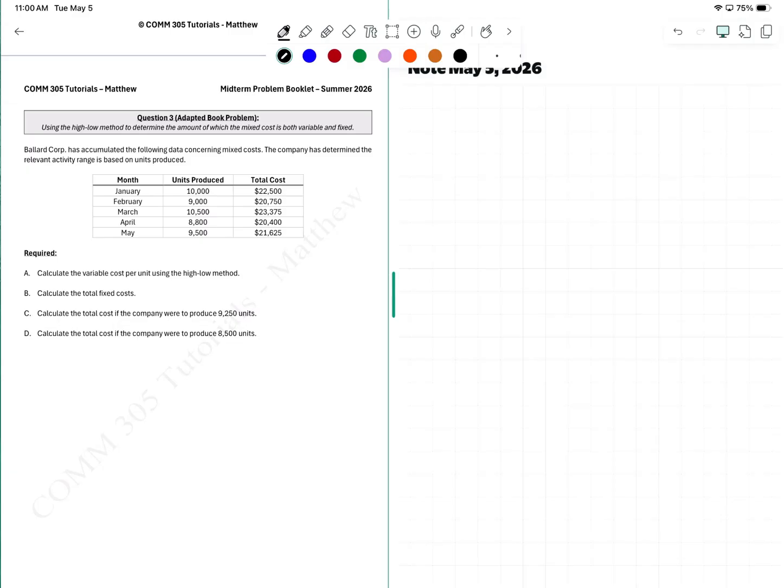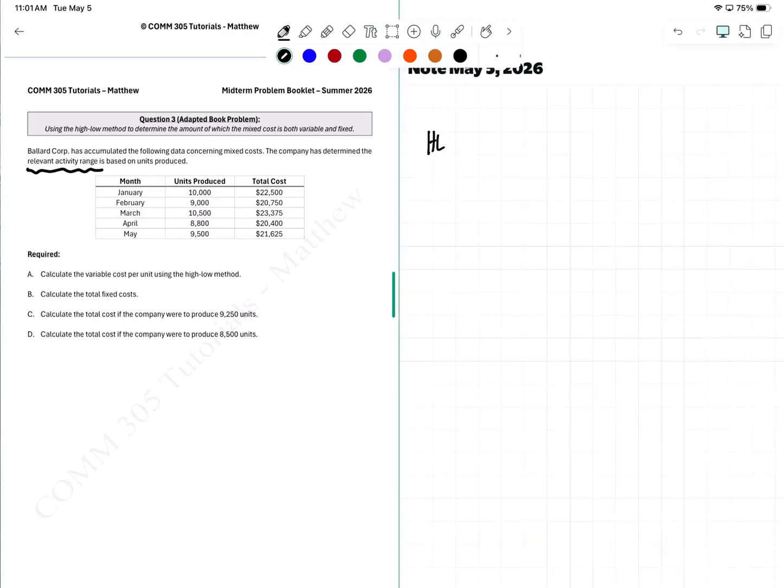So first off, Ballard Corp has accumulated the following data concerning mixed costs. The company has determined the relevant range is based on units produced. First off, I know it sounds like a dumb question, but it is a very valid one: how can you tell that you're doing the high-low method? Well, the fact that they give you a relevant range is the first indicator, because remember what the high-low method is. It allows you to find the variable cost per unit within the relevant range. That's what the high-low method does, okay?